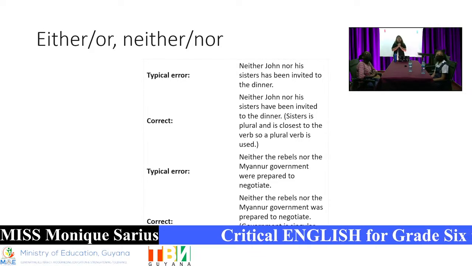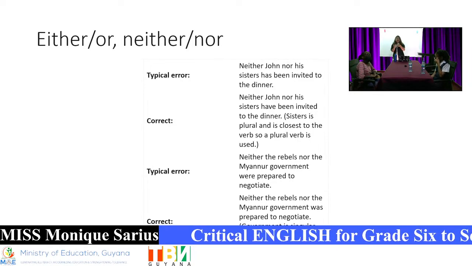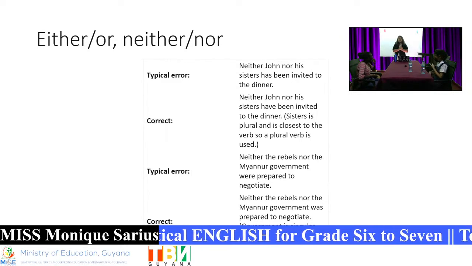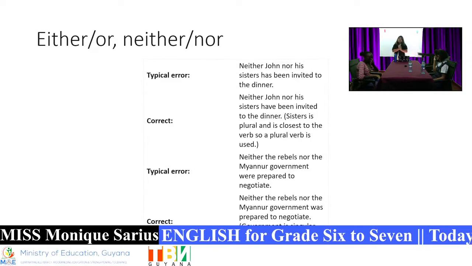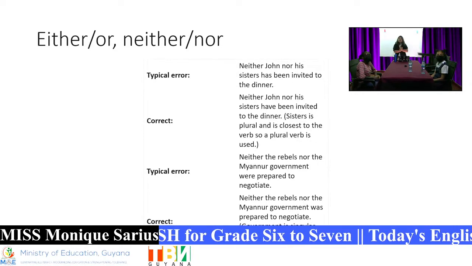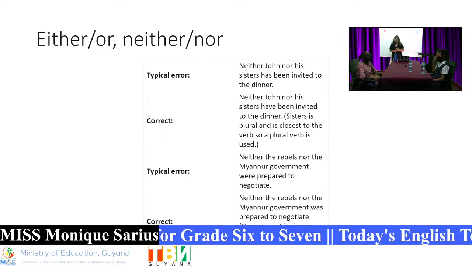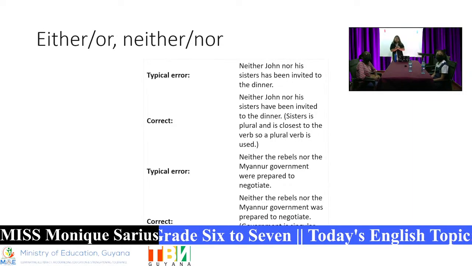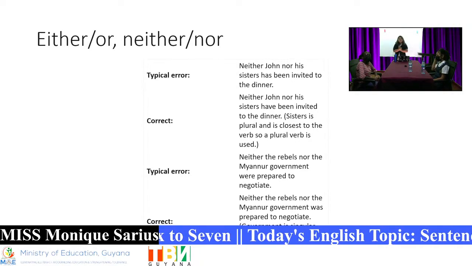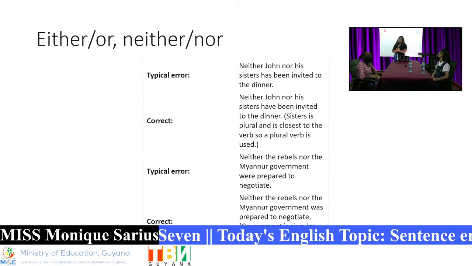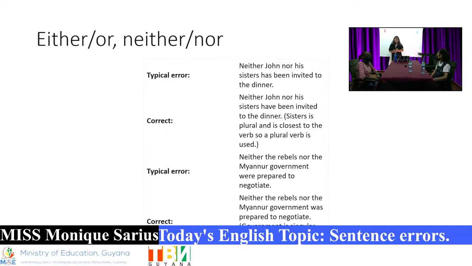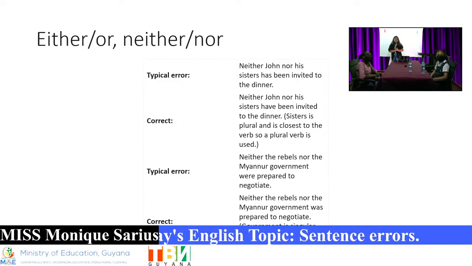I've helped you out here by giving you the error and then the corrected version. So the error, the problematic sentence, is: neither John nor his sisters has been invited to dinner. Let's try to understand what's going on here. What's the problem with this sentence? We know it's problematic, but what is the problem? Neither John nor his sisters were invited to the dinner. Good. But what's the problem in the structure of the sentence?